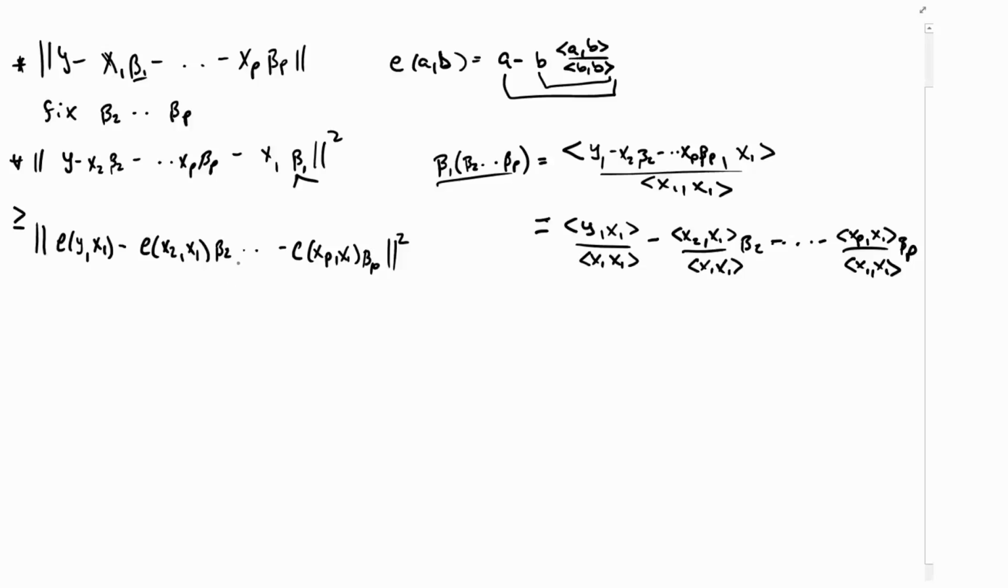Instead of having p coefficients, now we have p minus 1, where we've gotten rid of beta 1. And now instead of y, we have the residual having regressed x1 out of y. We have the residual for x2 having regressed x1. So in essence, we've simply gotten smaller by taking the linear association with x1 out of every other predictor and the outcome.